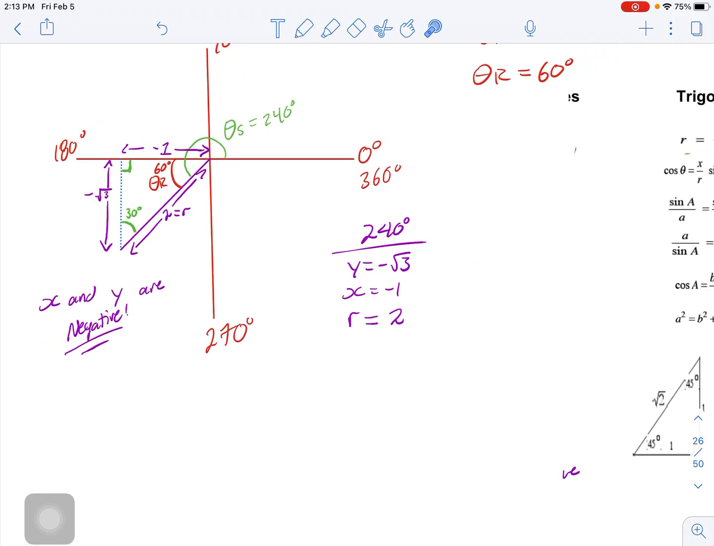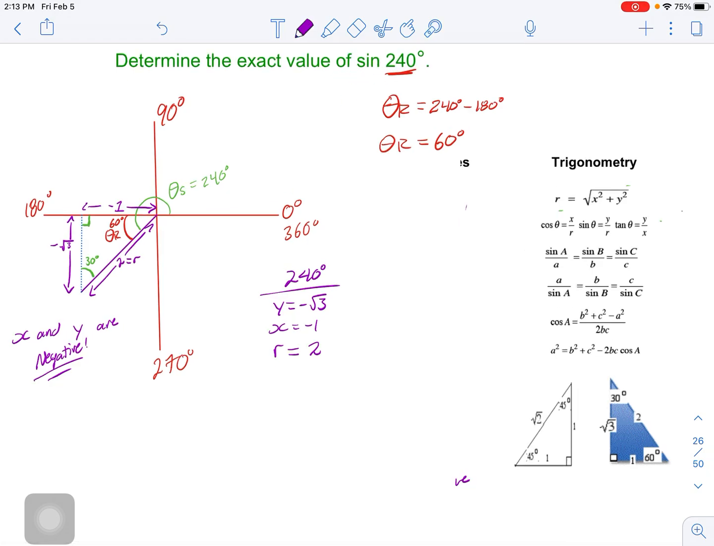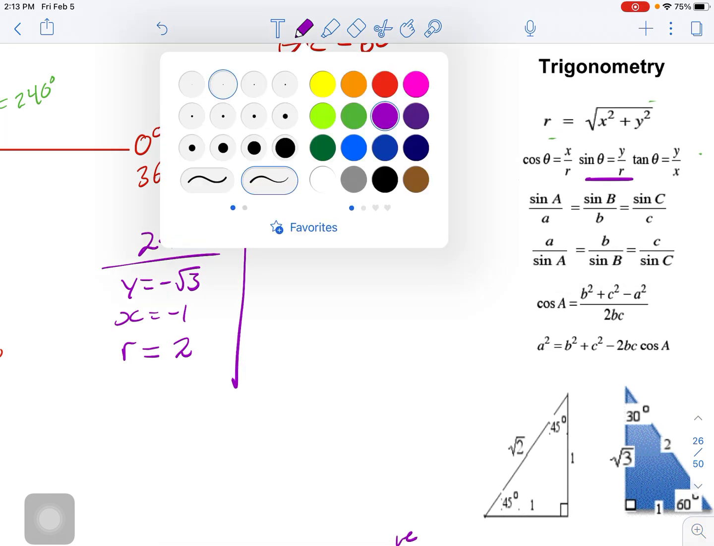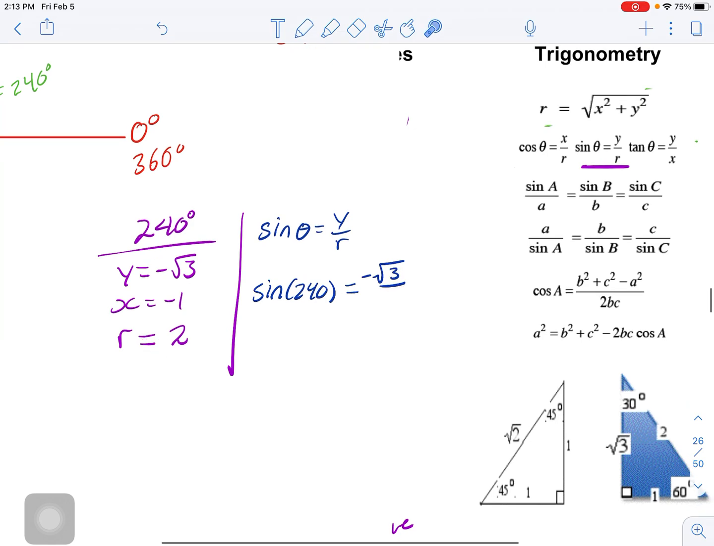And now you have the ratios to successfully solve for sine 240. So recall in your data sheet that this tells us that sine angle equals y over r. So in terms of sine 240, my y value is negative root 3, and my r value is positive 2. And there is my solution for sine 240.